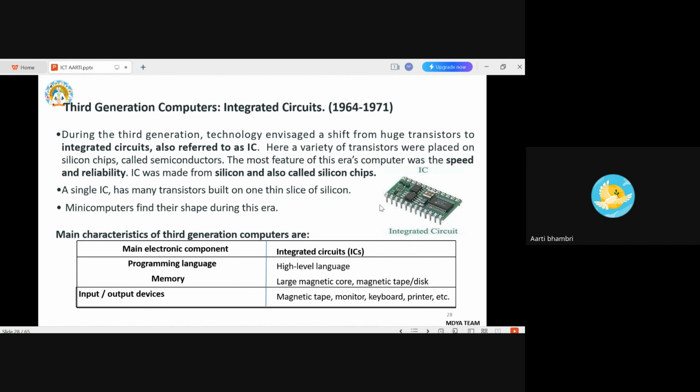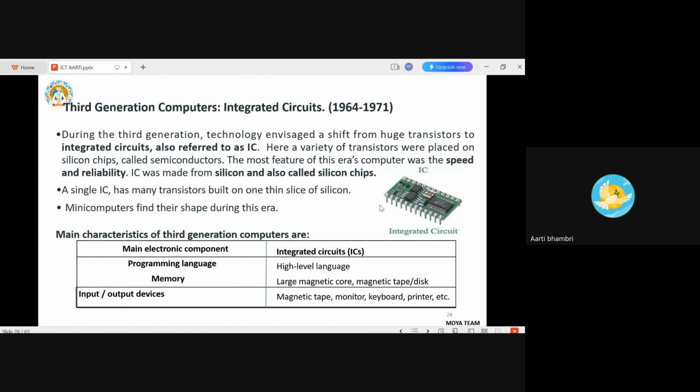IC means integrated circuit. There are so many transistors, as we can see in the diagram. An integrated circuit is not a single circuit. Circuit means so many transistors are implemented on the integrated circuit. We are just taking an example: in the second generation computer one transistor is used, but in the third generation computer there is a group of transistors used.